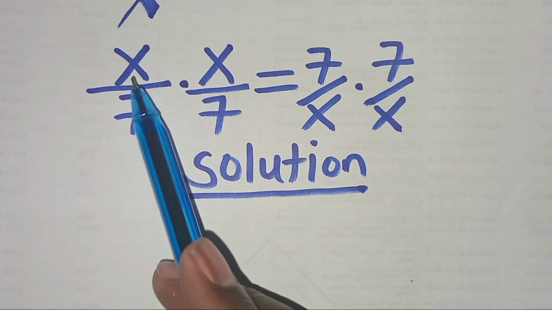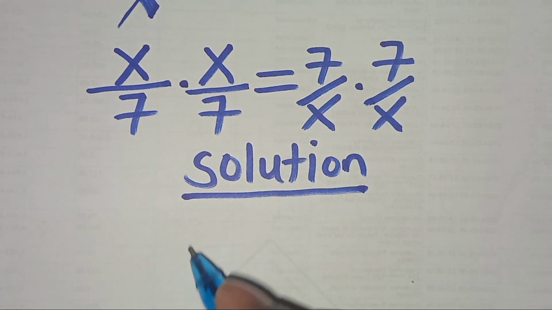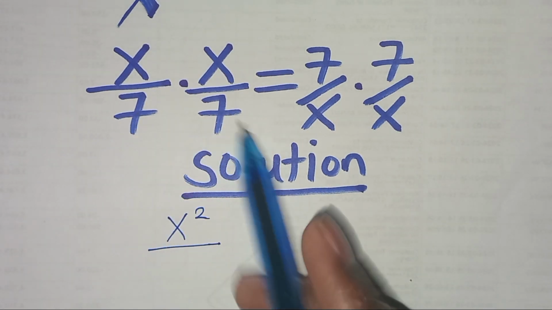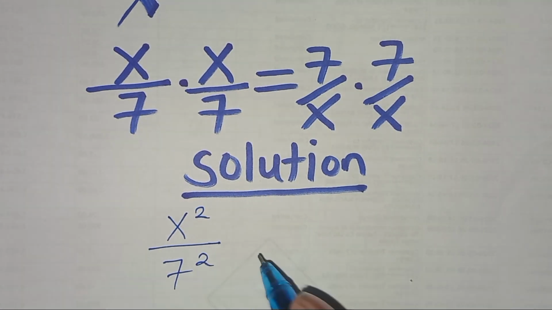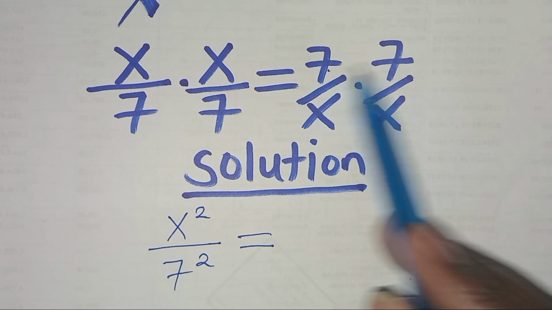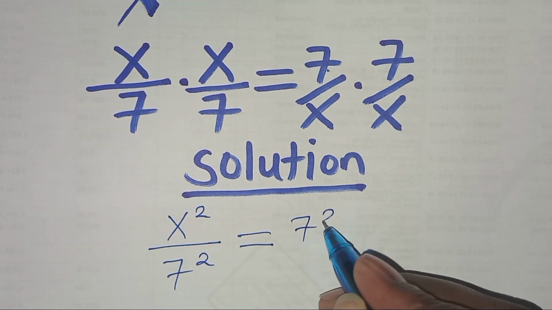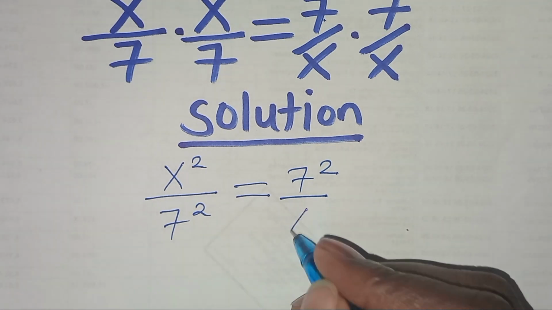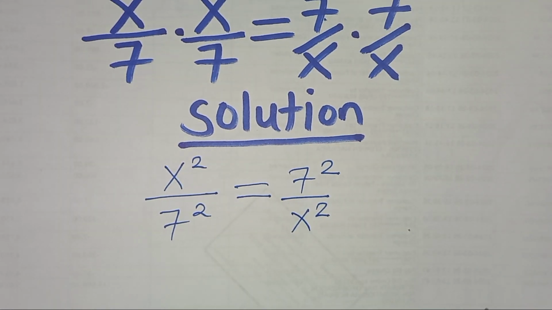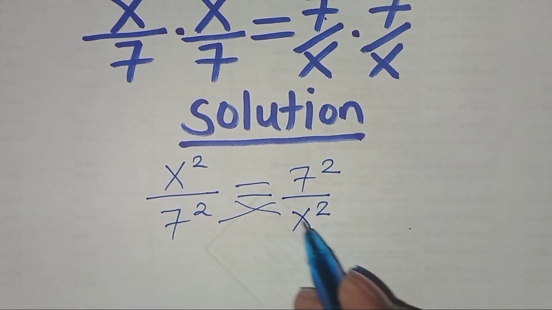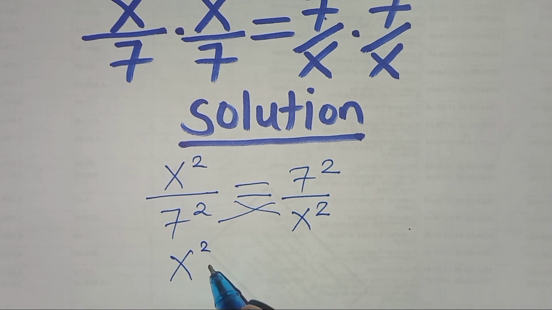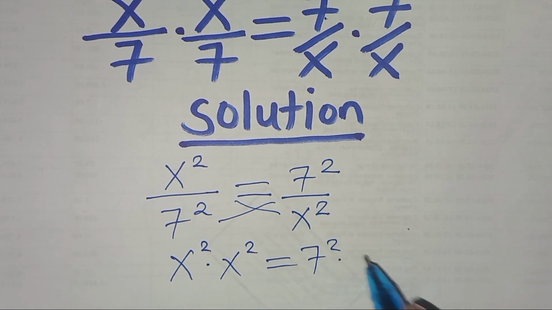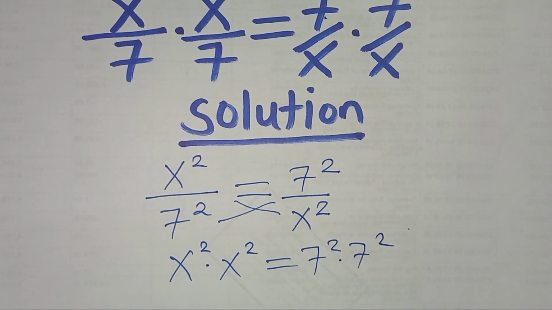In this case, we have x times x, which essentially is x to power 2, divided by 7 times 7, which is 7 to power 2. This is equal to 7 times 7, which is 7 to power 2, divided by x times x, which is x to power 2. So let's cross multiply, so that now we'll have x to power 2 multiplied by x to power 2. This is equal to 7 to power 2 times 7 to power 2.